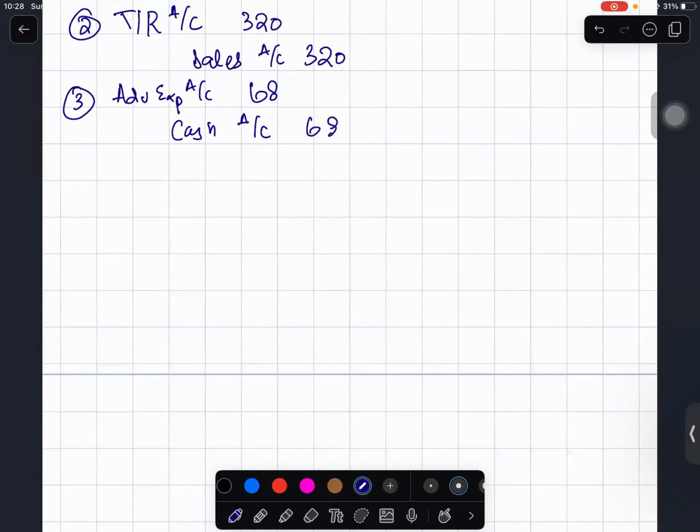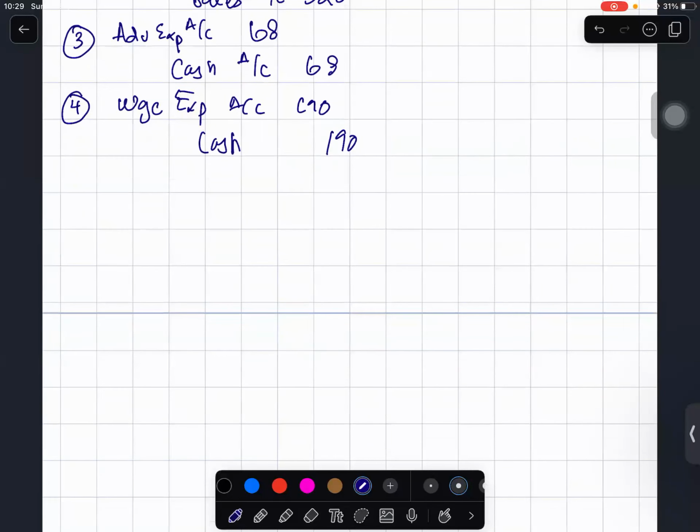Okay, good. Then for number four, what did you do? I debited wages account for 190 and I credited cash account for 190. All right. And for the fifth one? I debited purchase account 197 and credited trade payables account 197. Perfect. All right. So you've done this perfectly.